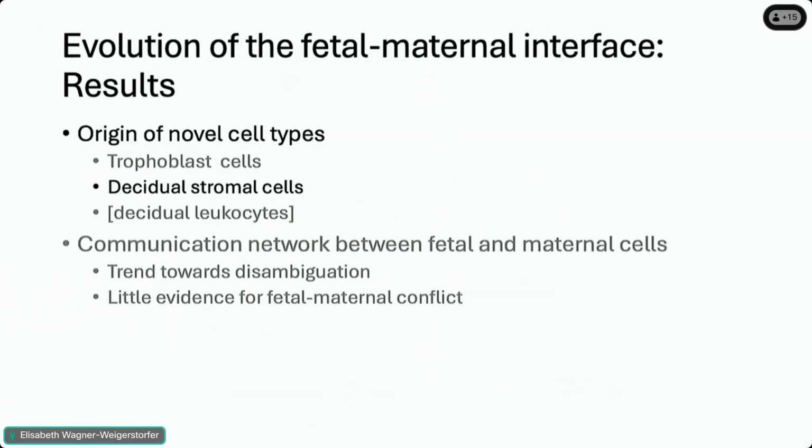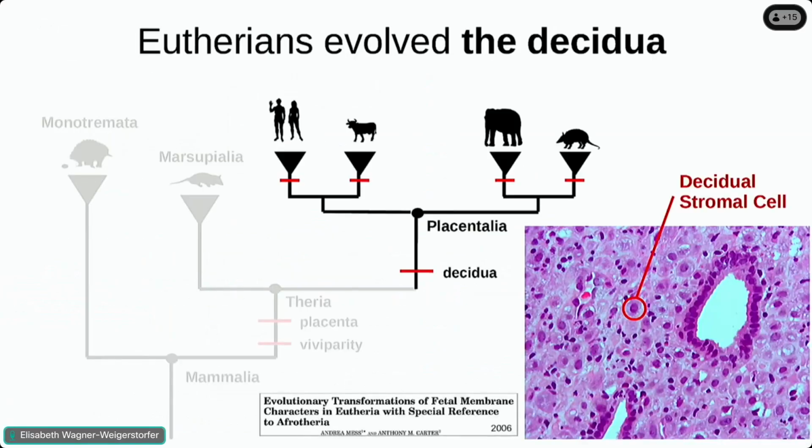So now let's move on to the decidual cells, which are actually the most important cells. I made the argument that they are responsible for evolving a maternal tissue that is able to tolerate and accommodate the placenta from the fetus.